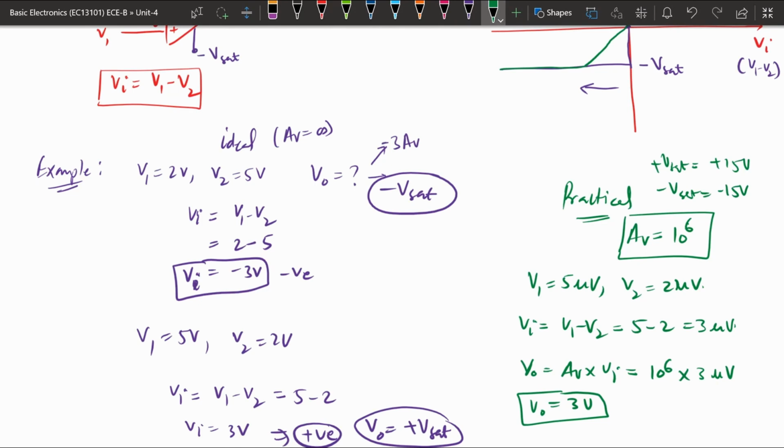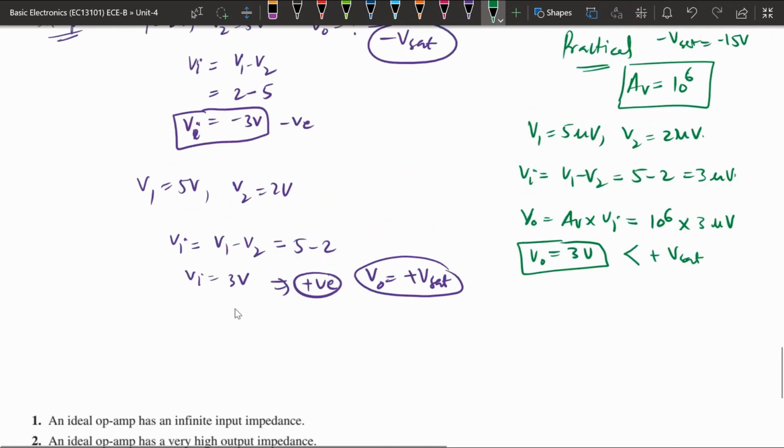In that case, as the output is coming out to be 3 volt and this 3 volt is less than plus V sat, because plus V sat is 15 volt, the output will be 3 volt only.